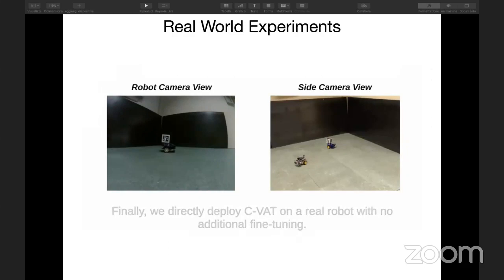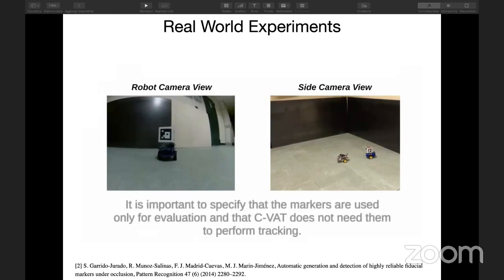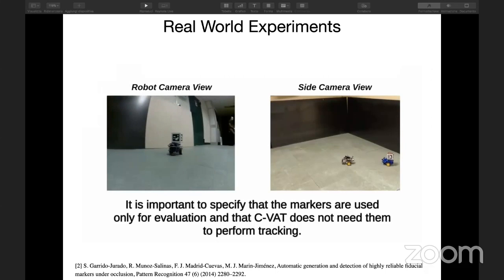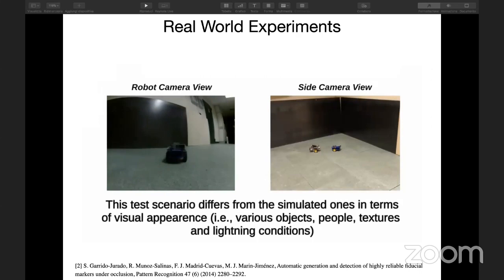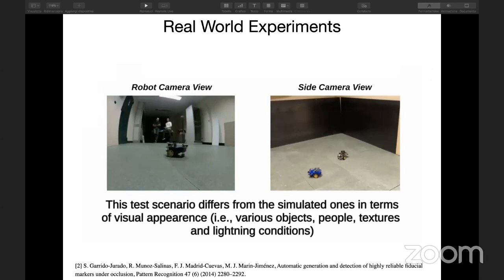Now we can see our algorithm deployed in a real setting with a real robot. On the left, we can see the first person view of the robot. We can also see an Aruco marker, but it is not used by our algorithm to track the target, it's just used to take some measurements to evaluate our agent's performance. And as you can see, our method is also able to perfectly track the target without that marker.